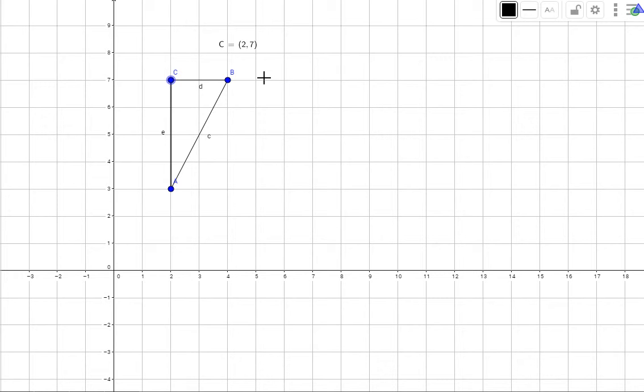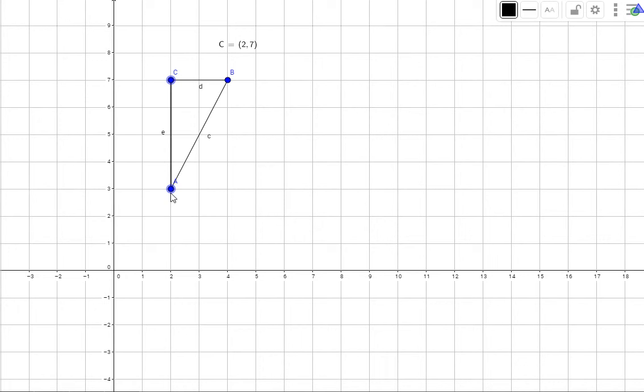The way that we know that ABC is a right triangle is because CB is horizontal, CA is vertical, and we already know by definition that these two, when they meet, will make a right angle. That was just from our initial definition. We are going to now rotate this triangle 90 degrees about point A. And just as a note, I tend to rotate things counterclockwise unless I'm told otherwise.